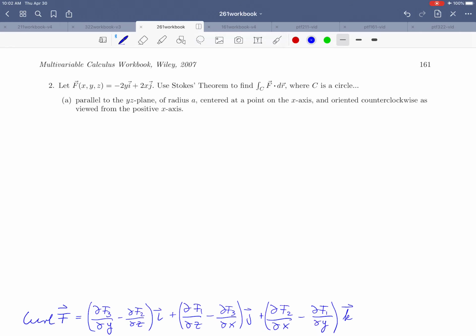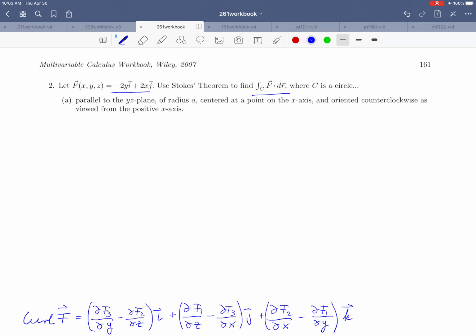Hello everybody. In this video we are going to look at exercise 2a on page 161 of the workbook. The problem asks us to start with a vector field. They're giving us a vector field and then asking us to use Stokes' Theorem to find a line integral where C is a circle parallel to the yz plane of radius a, centered at a point on the x-axis and oriented counterclockwise as viewed from the positive x-axis.